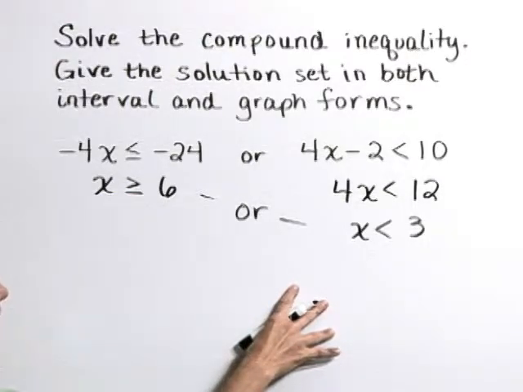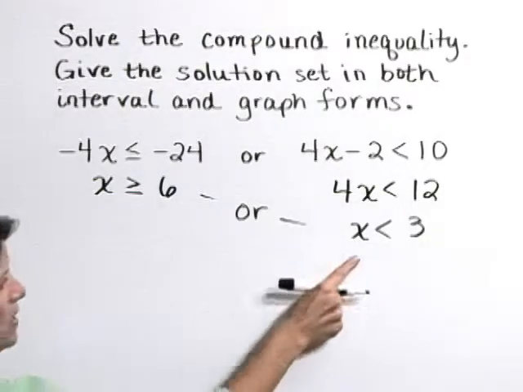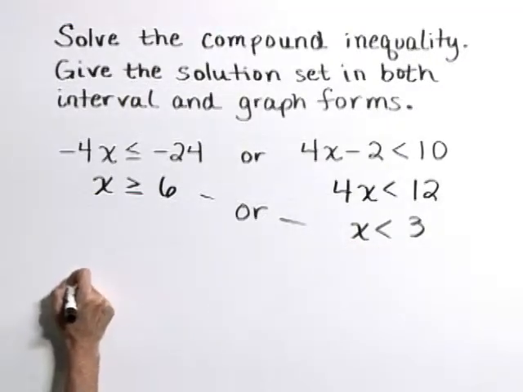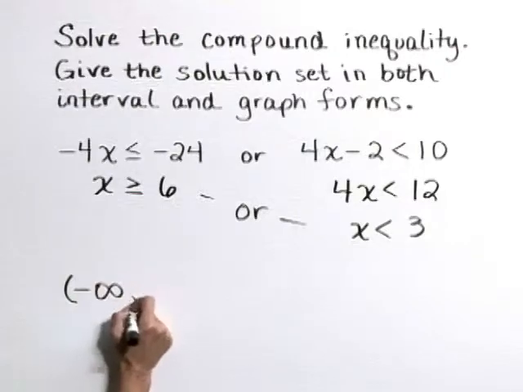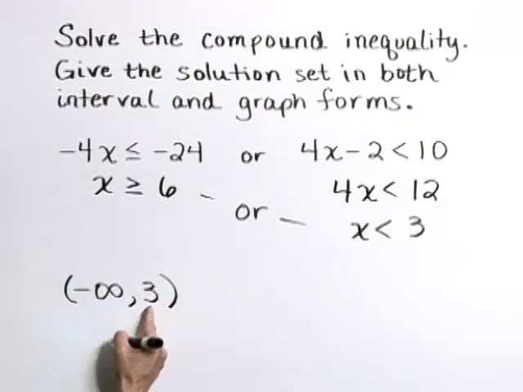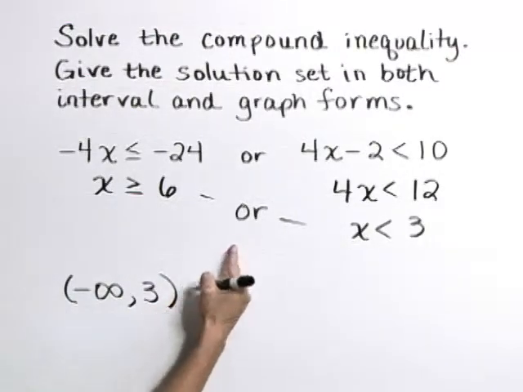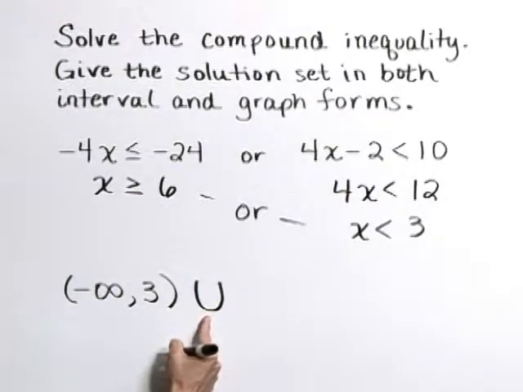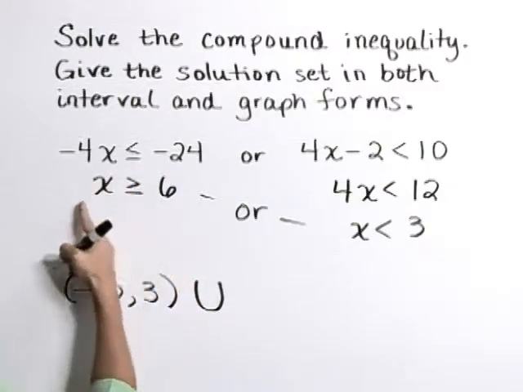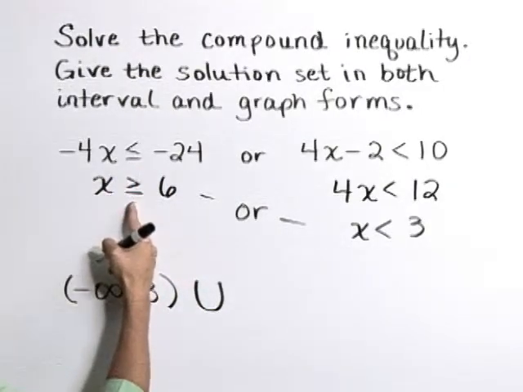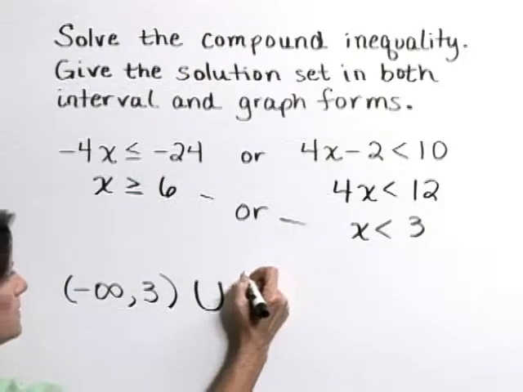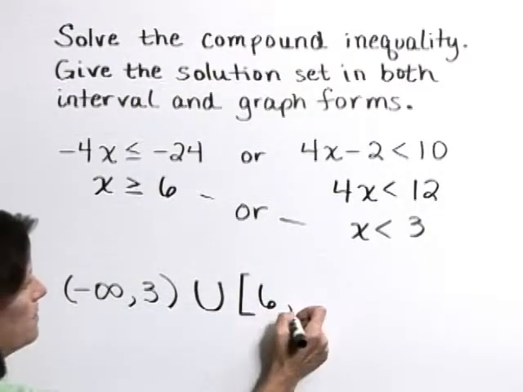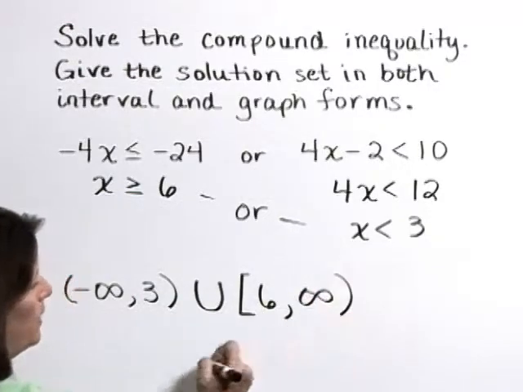So let's describe them using interval notation as, starting with this one, all values that are less than 3, that's negative infinity, up to 3, not included. That or word, we can use a union to describe. Now our second group, all values that are greater than or equal to 6. We start with the 6 and a bracket showing inclusion up toward positive infinity.